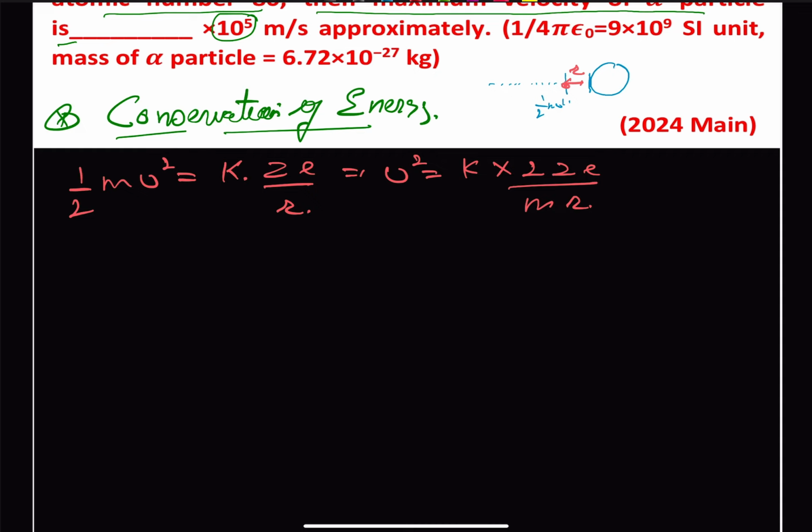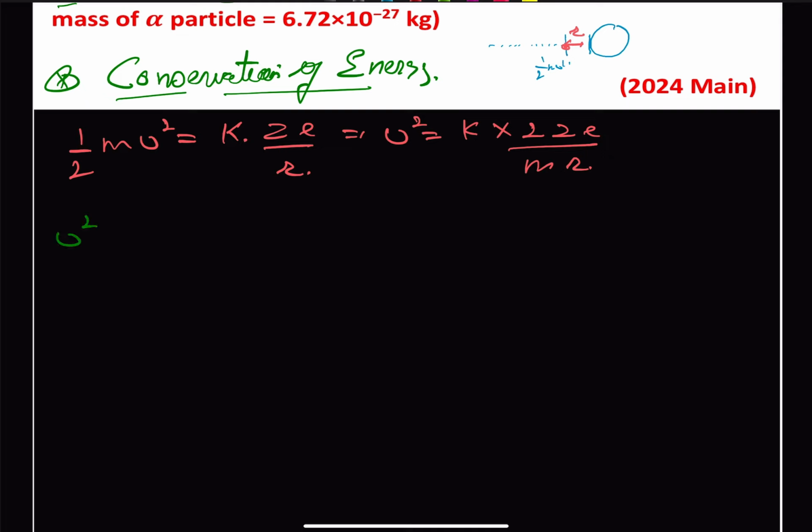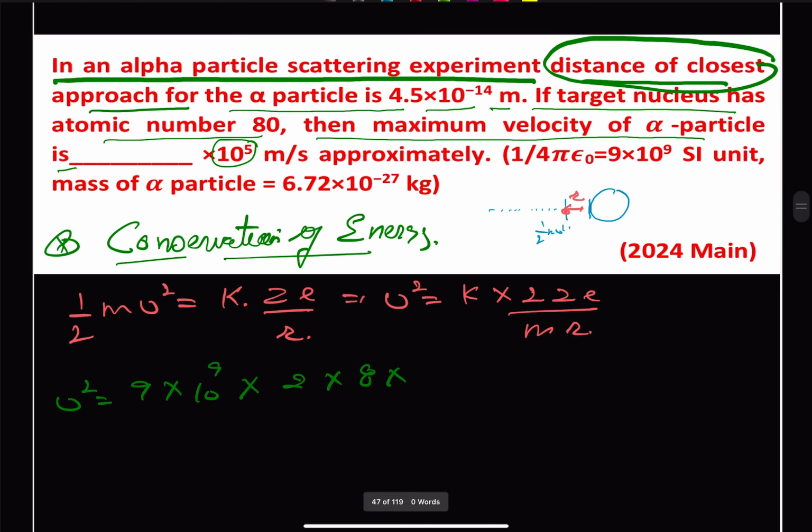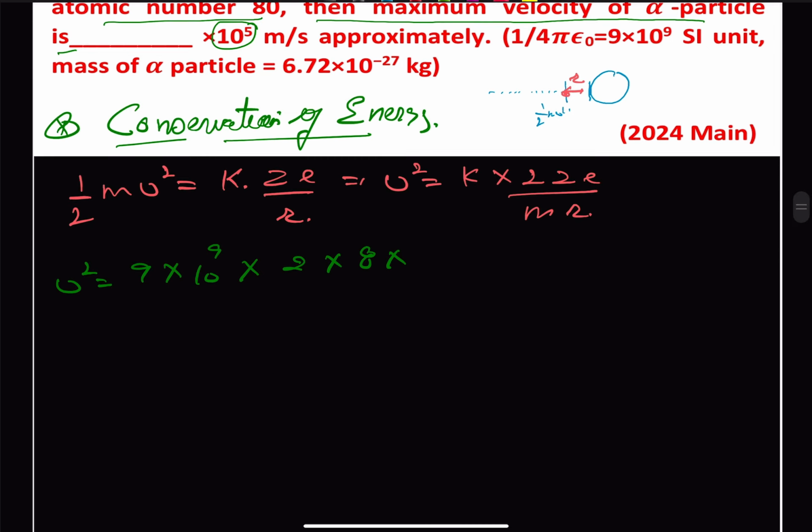And we substitute the values, we get v square is equal to, and k we know is our 1 upon 4 pi epsilon naught, which is our 9 into 10 to the power 9 multiplied by 2, z is given to us as 80, and charge is our 1.6 into 10 to the power minus 19, divided by 6.72 into 10 to the power minus 27.